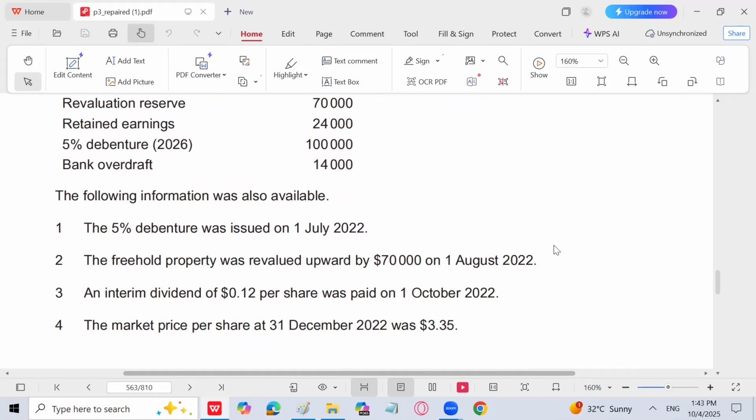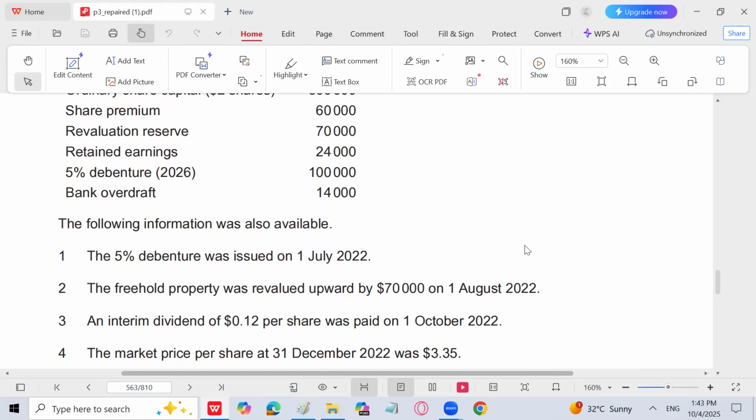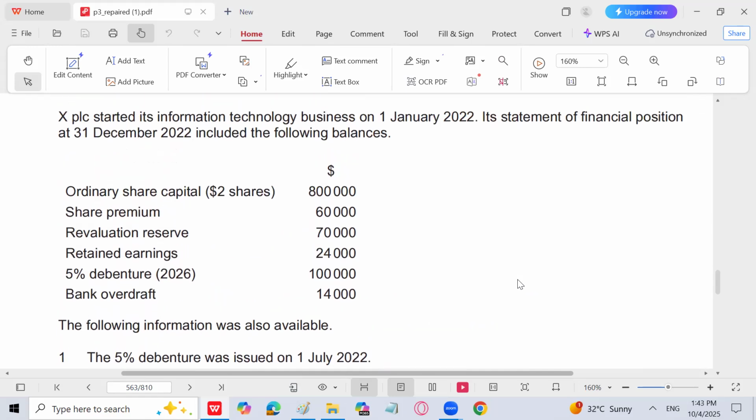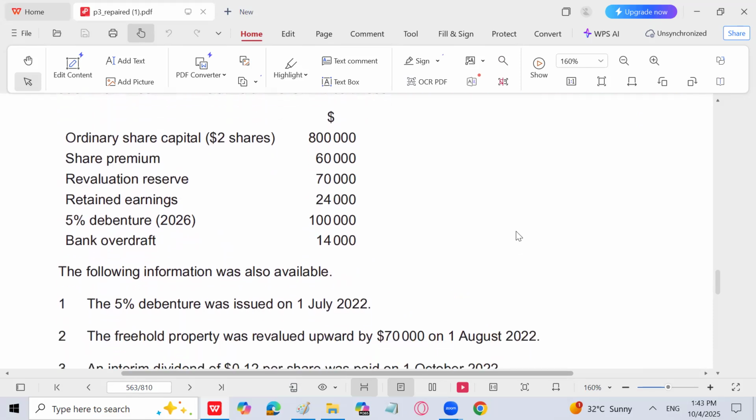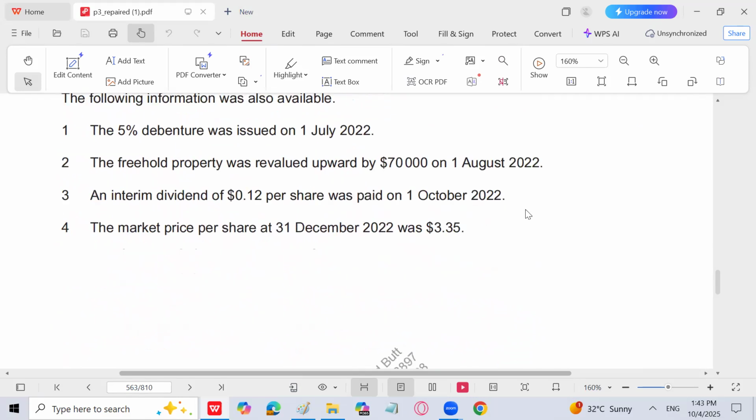Interim dividend of 0.12 per share was paid on 1st October 2022. So we have paid interim dividend on 1st October 2022. This data, which is given in the question, is for 31st December 2022. So we have paid interim dividend of 0.12 per share. Market price of share is 3.35.